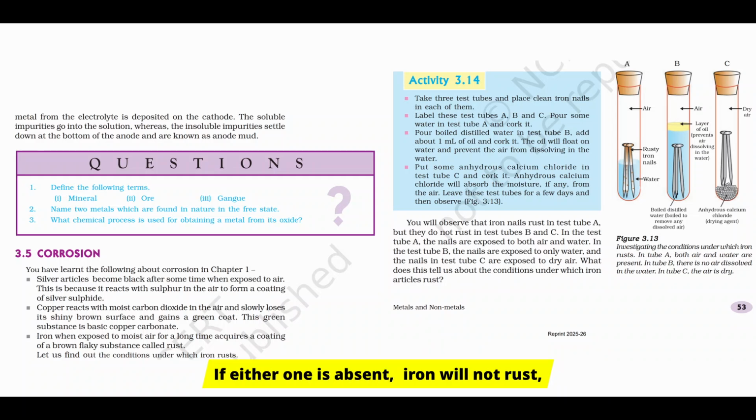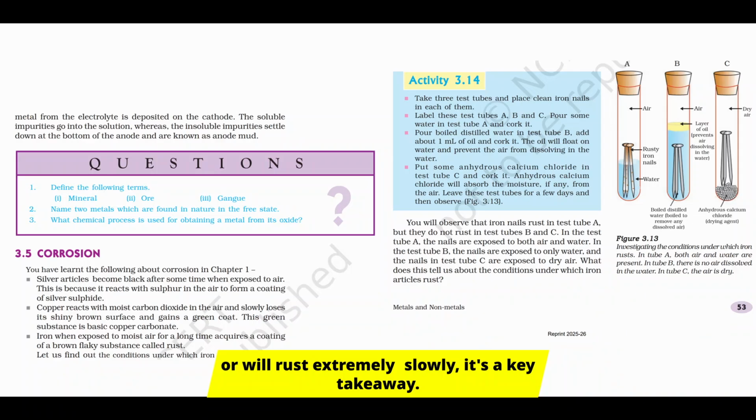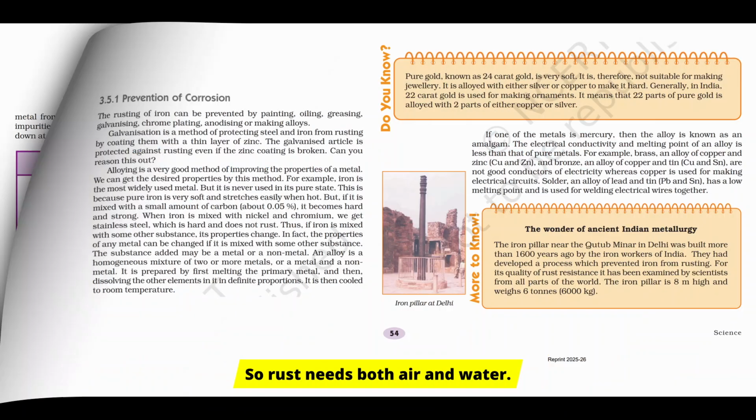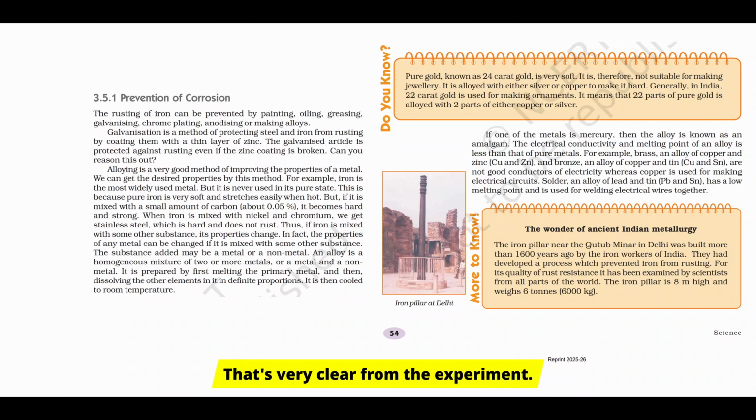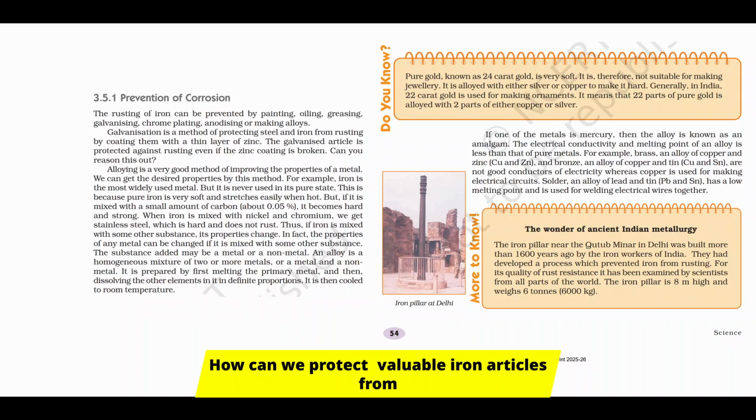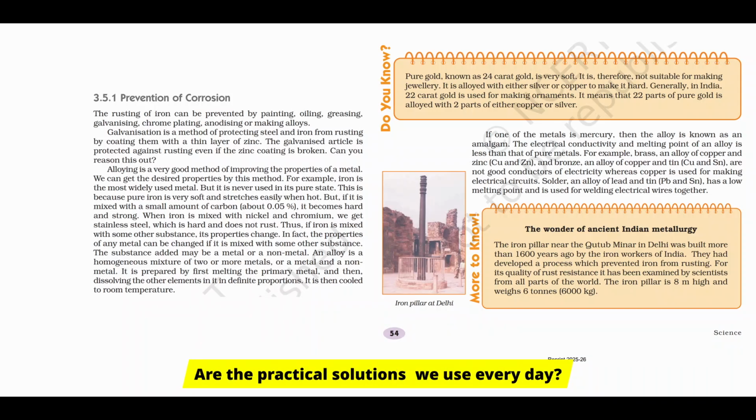If either one is absent, iron will not rust or will rust extremely slowly. It's a key takeaway. So rust needs both air and water. That's very clear from the experiment. How can we protect valuable iron articles from rusting, given how common and damaging it is? Are there practical solutions we use every day?